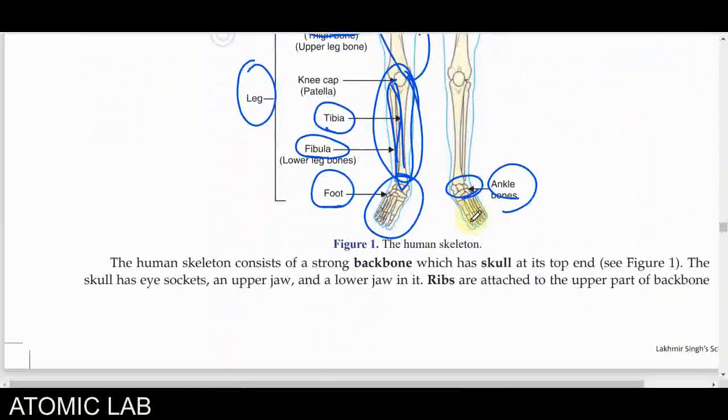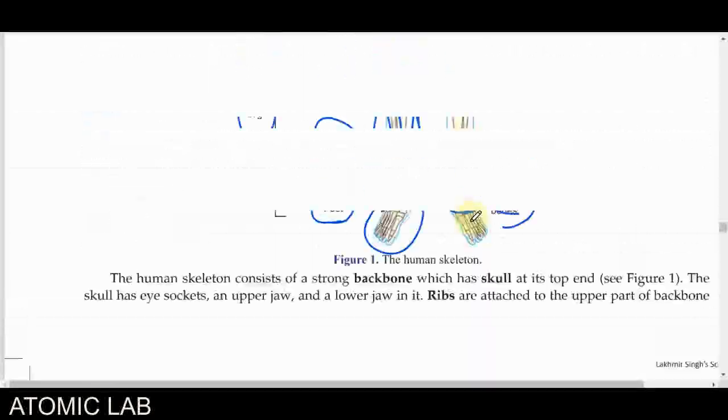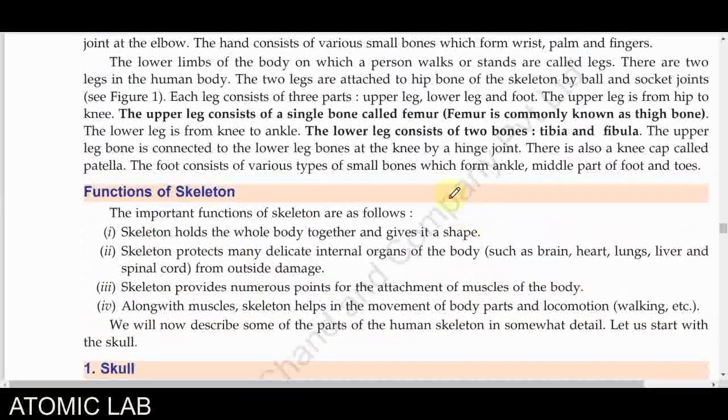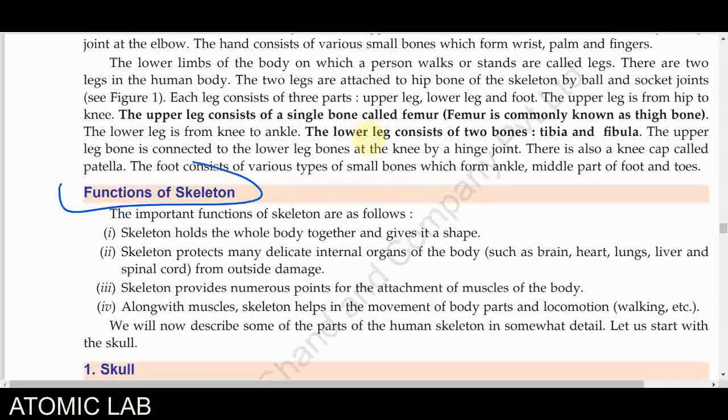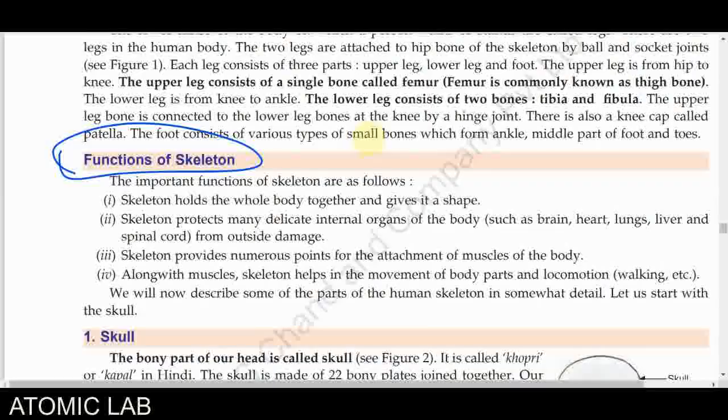So from the next class we will discuss briefly the major function of each part of the skeleton. So we will be discussing here these are the major functions of the skeleton. What are the functions of the skeleton? You have to remember, the skeleton holds our body together and gives it shape. So our body shape, our body is held together by the skeletal system, because this is bone.